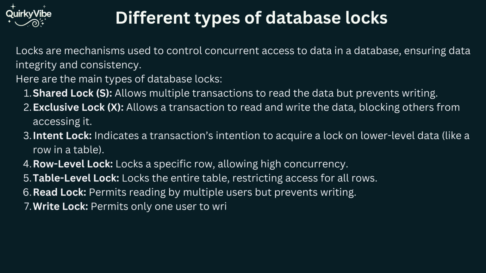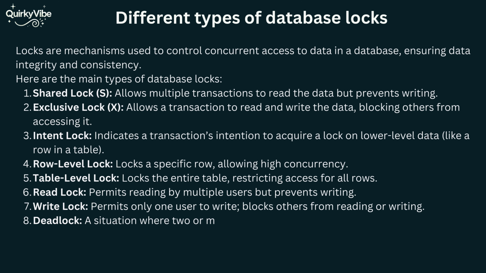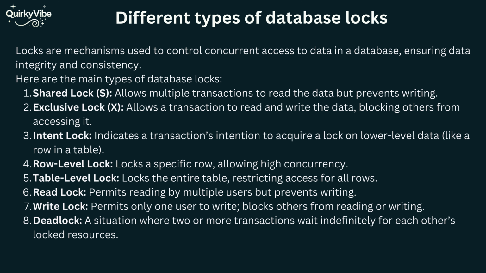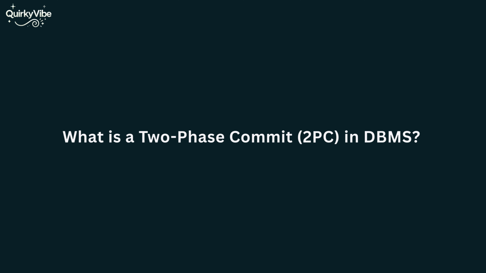Write lock permits only one user to write, and blocks others from reading or writing. Deadlock is a situation where two or more transactions wait indefinitely for each other's locked resources. What is a two-phase commit in DBMS?